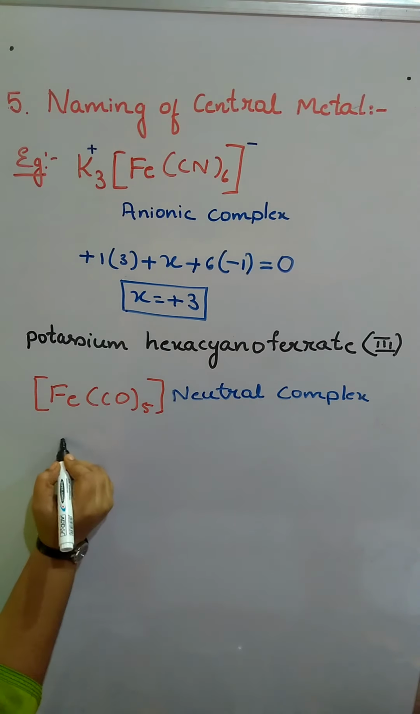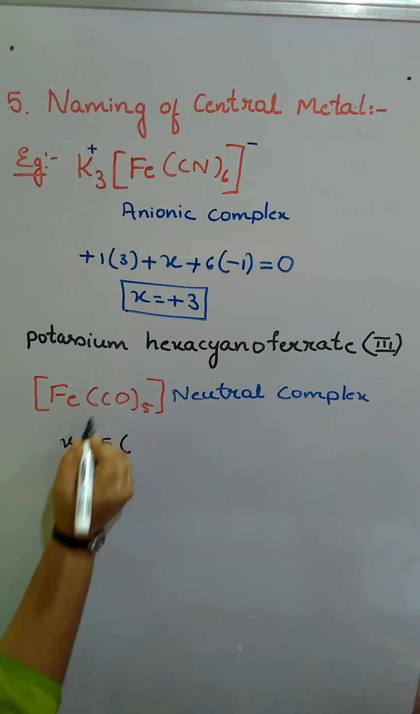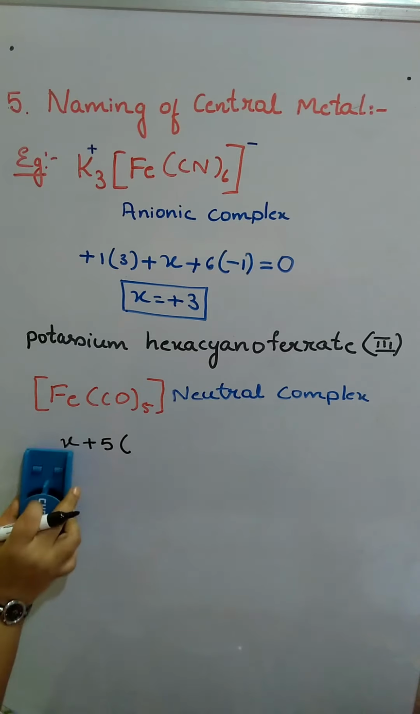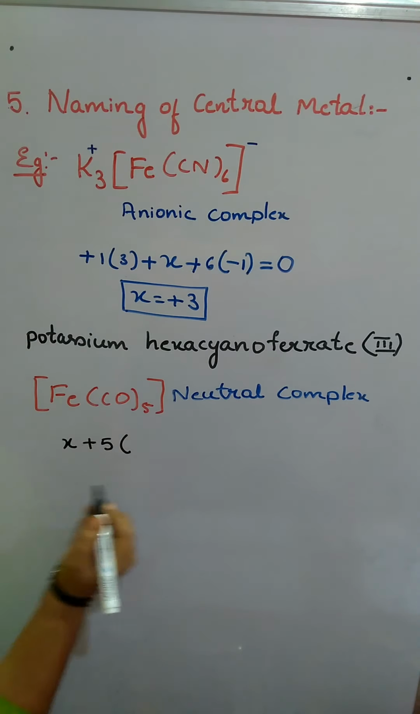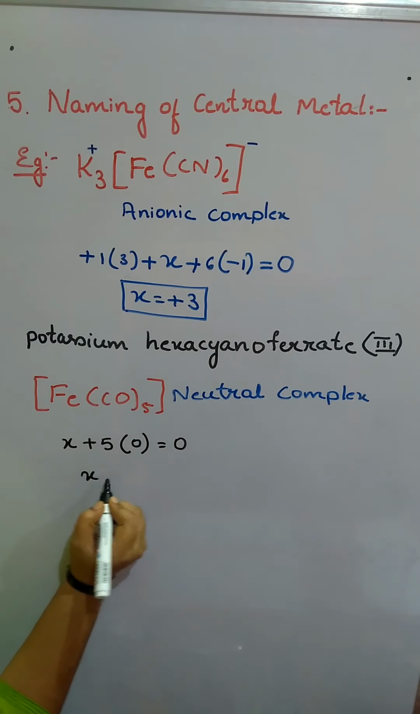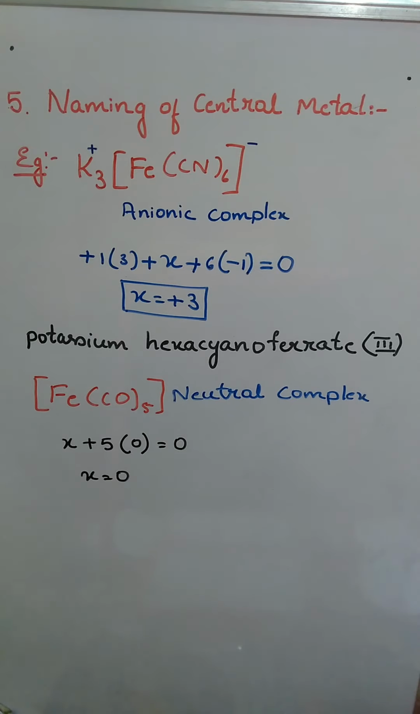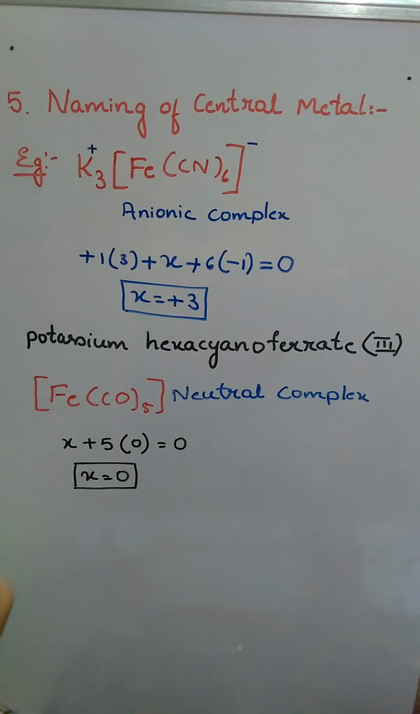So it is X plus 5. A carbonyl group is a neutral ligand, so it is 0, no charge, that is equal to 0. So X is equal to 0. So the oxidation state of iron is 0. Iron is in atomic state.